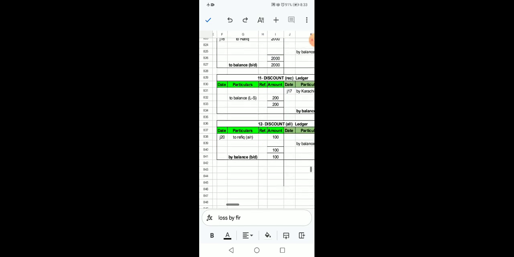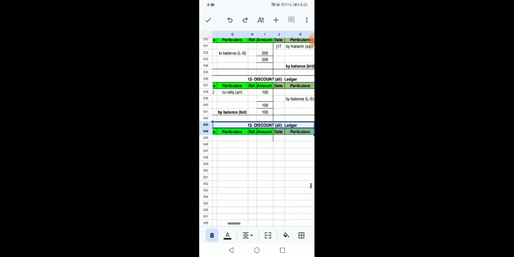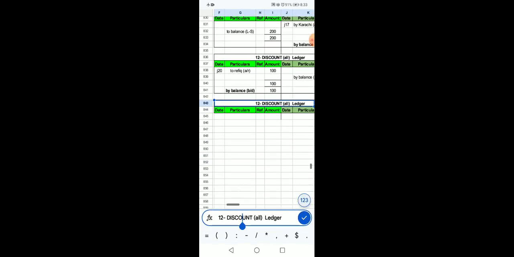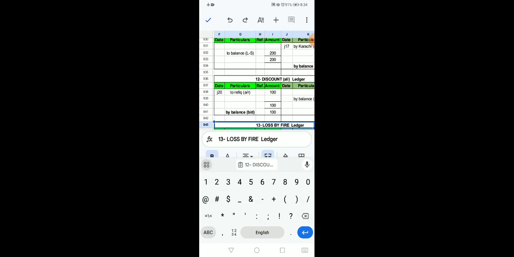You are now needed to make ledger for loss by fire. So come over here and make ledger for loss by fire. You can see headings are absolutely similar. We are just needed to change its title, and we are now going to make loss by fire. Change its number. Now we are on 13th number. As you can see, there is no difference of titles and we are using the same titles. Just needed to extend our lines.